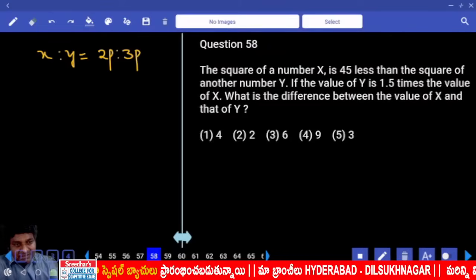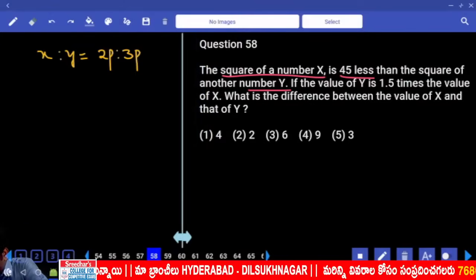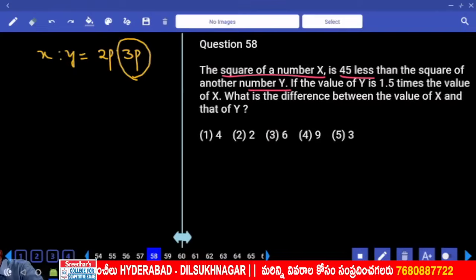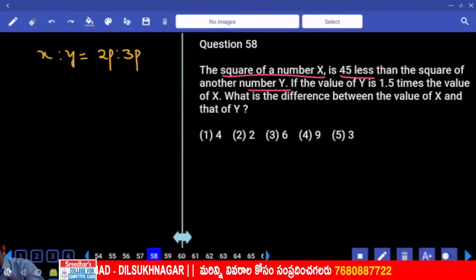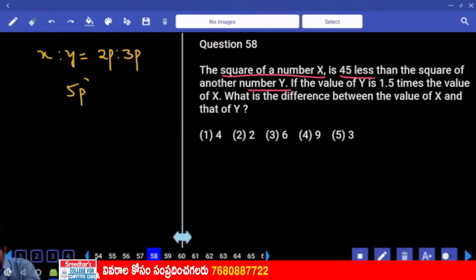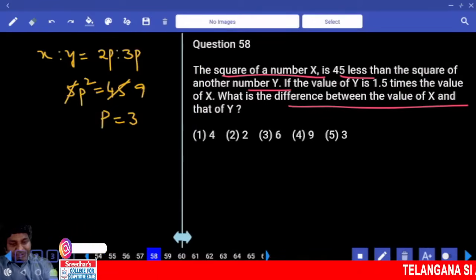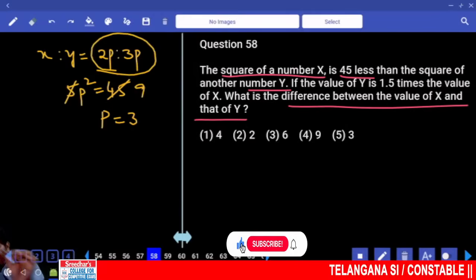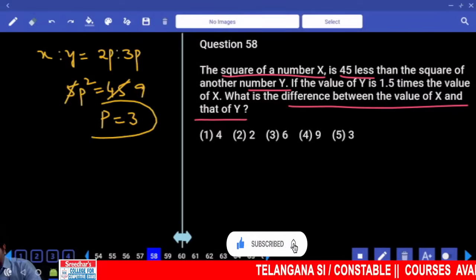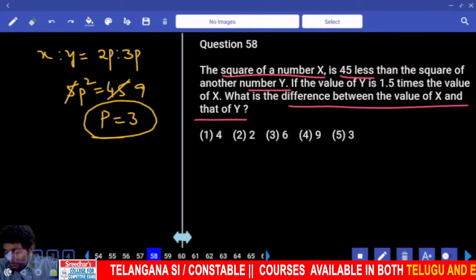First statement says x square is 45 less than y square. What is y square? 9p square. What is x square? 4p square. Difference, 5p square is equal to 45. So p square is equal to 9. P is equal to 3. What is the difference between the values of x and y? Difference between x and y is 1 part, which is equal to 3. Option 5. Answer 3, option 5. Be careful.